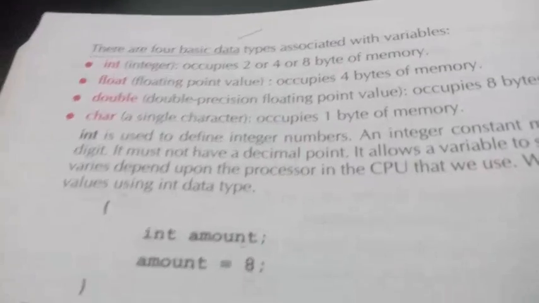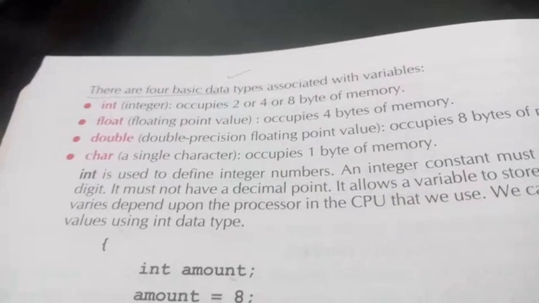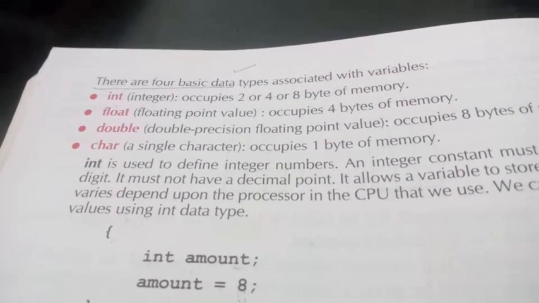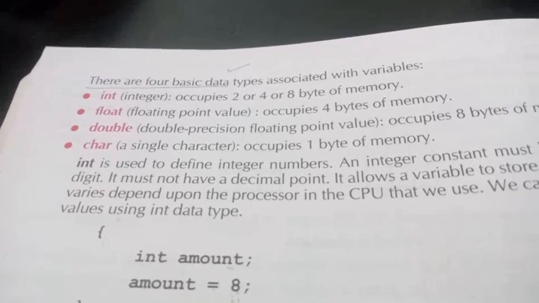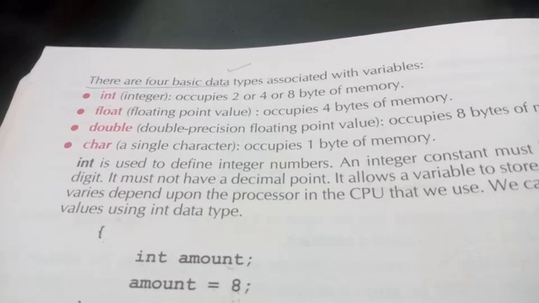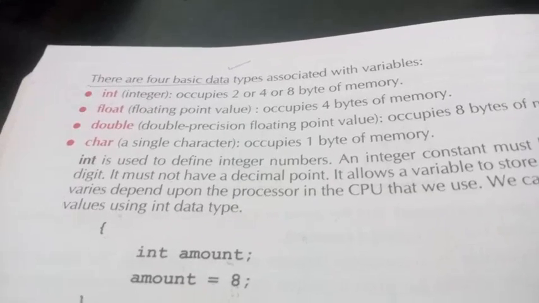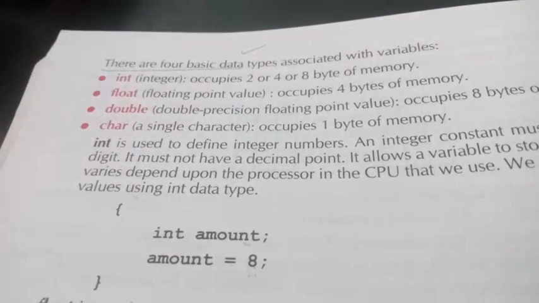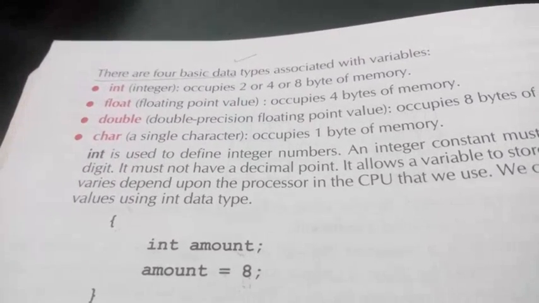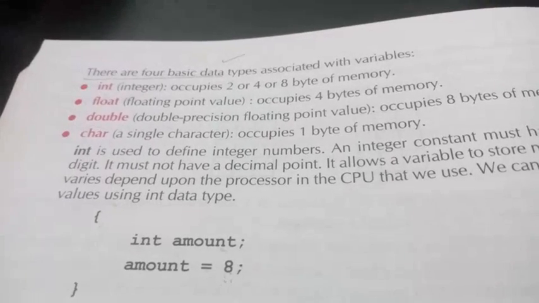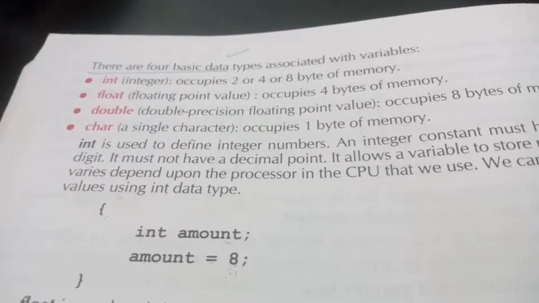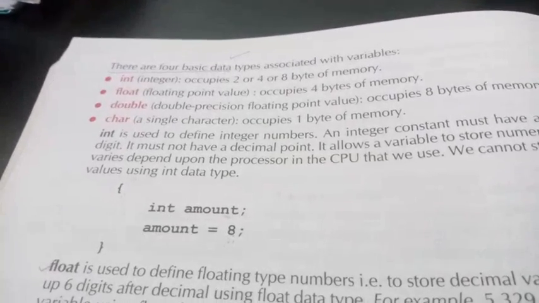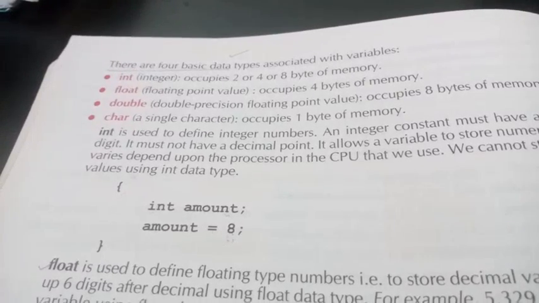And the types of data, how many types? There are four basic data types associated with variables: int, float, double, char. So int, for integer, occupies 2 or 4 or 8 bytes of memory. In a computer, when we store in memory, the memory unit is byte. And a floating point value occupies 4 bytes of memory. A double precision floating point value occupies 8 bytes of memory. And char, a single character, occupies 1 byte of memory.